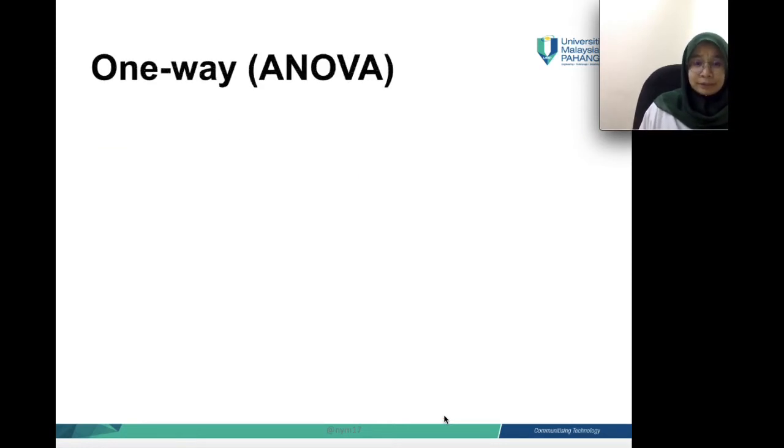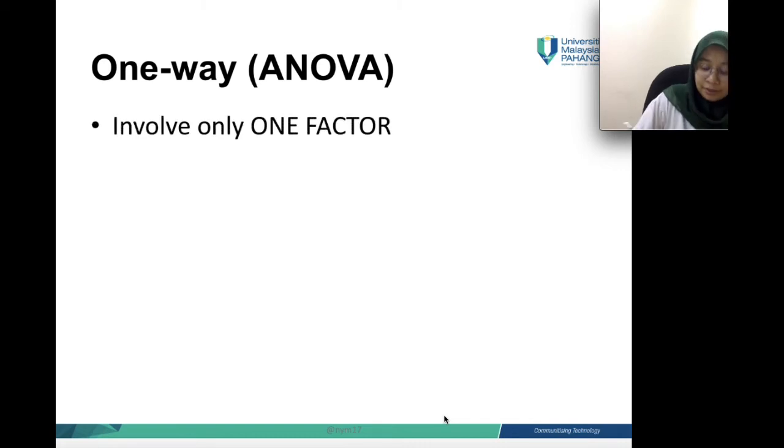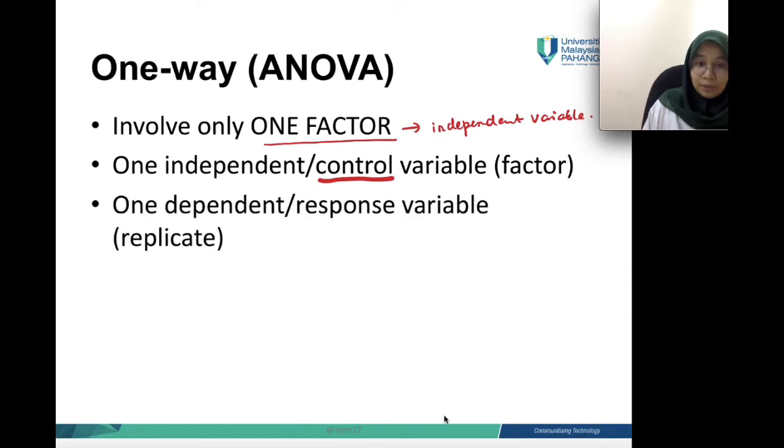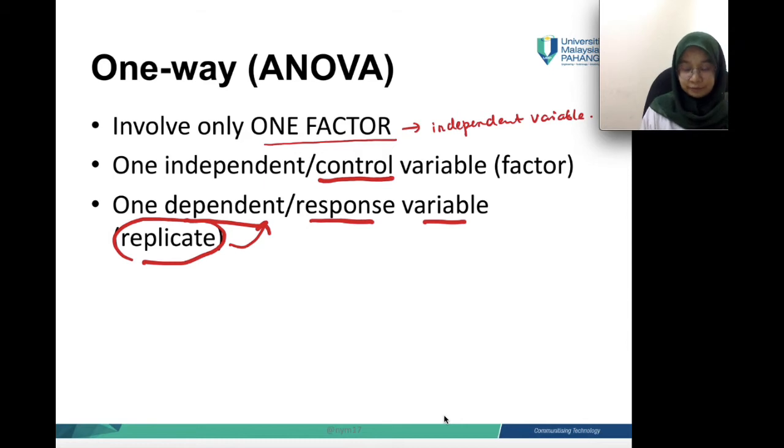So what is one-way ANOVA? It involves one factor. The factor comes from the independent variable. Sometimes we call it the control variable. And then there is one dependent variable, or response variable. The replications come from the dependent variable.